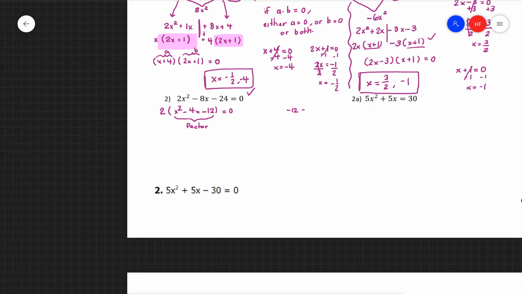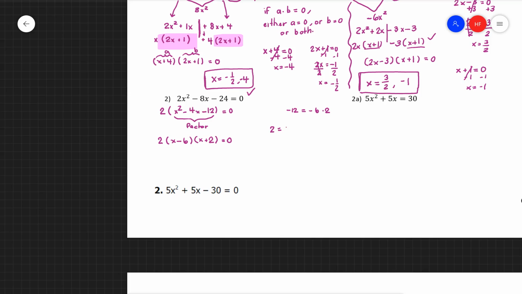So to get to negative 12, I'm going to use negative 6 and positive 2. So I have 2x minus 6, x plus 2 equals 0. How I found those factors was by using the method that we used on Friday. So if you need to go back to that video, just go ahead and do that. So now we have our factors and they equal 0. And I'm going to use that zero product property to find what the zeros are.